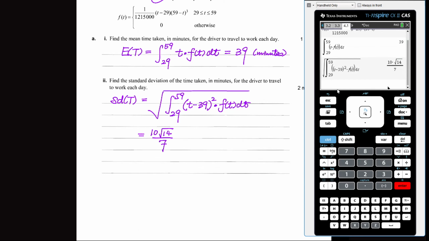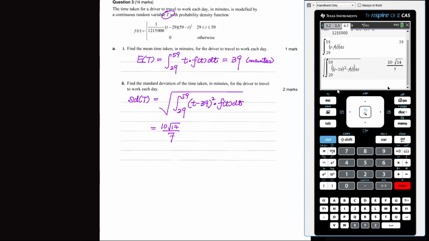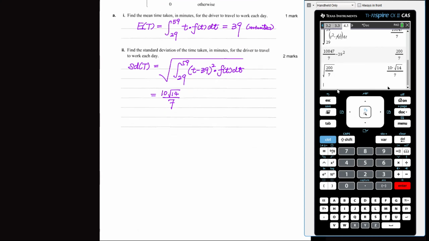Okay, you might have worked out E of T squared first, and then subtracting 39 squared, which is also a valid working, I suppose. Let's have a look. Might do that, then minus that. Yeah, you can also get a very similar answer. I'll put an or here.